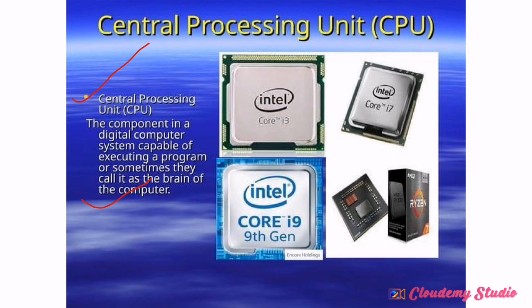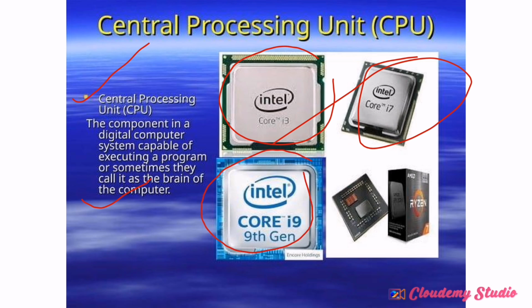Same here, we have Core 3 and Core 7. So we have, this is Core 9, 9th generation. This one maybe could be 5th generation, this is 7th generation, and this one is 9th generation. So this is the very thing in the box when you buy it.